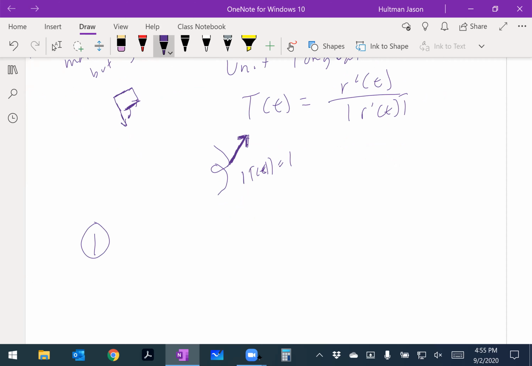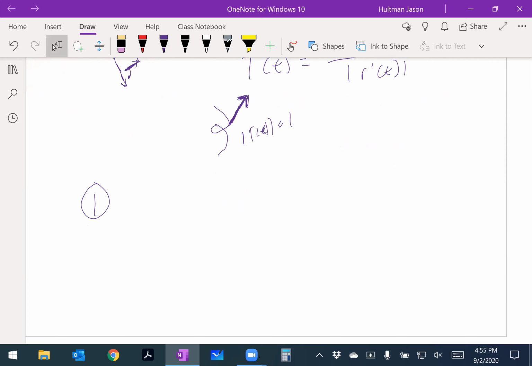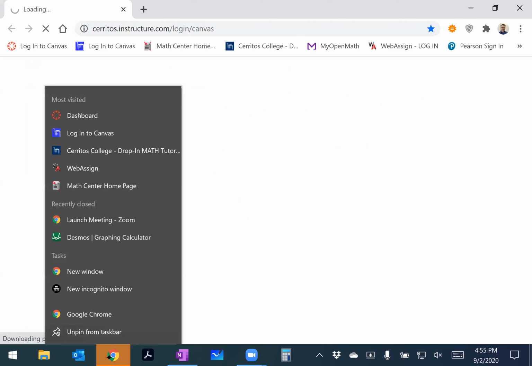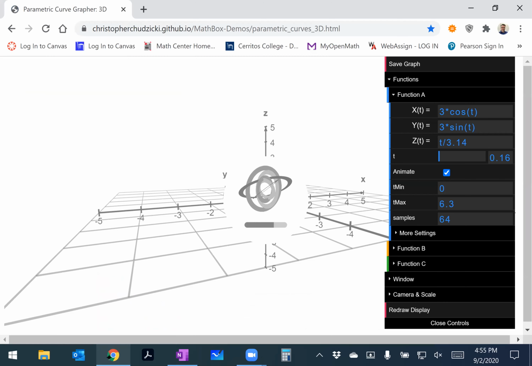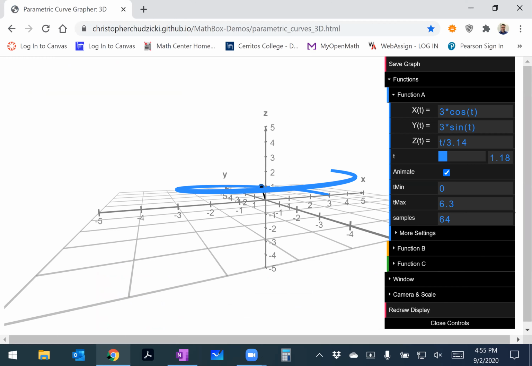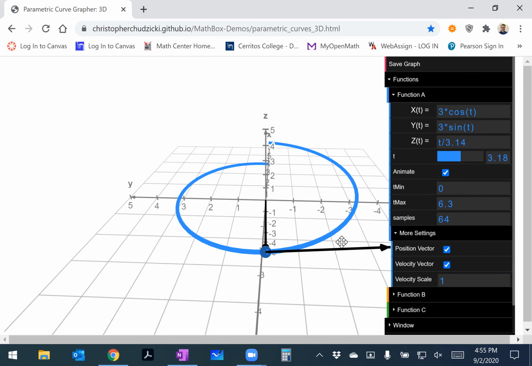Okay, number 1. Find the derivative and unit tangent vector. Again, I might go to my parametric curve grapher, and here I can show it. It says, what do you want to display? I want to display, under more settings, the velocity vector. So I can display the velocity vector here. And look at that, there's a velocity vector.